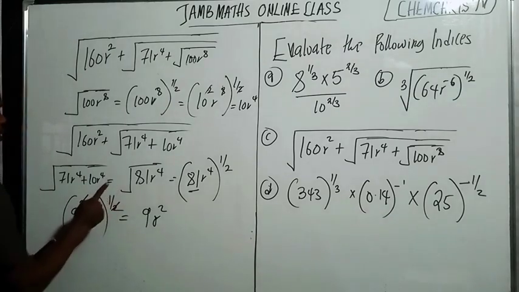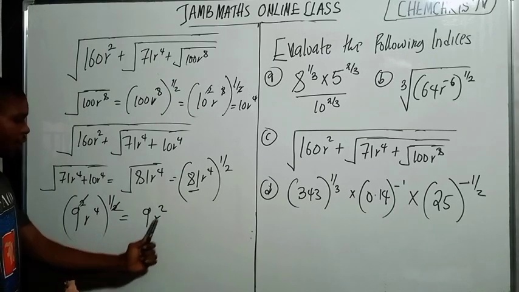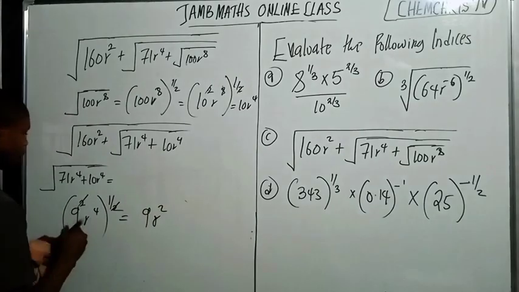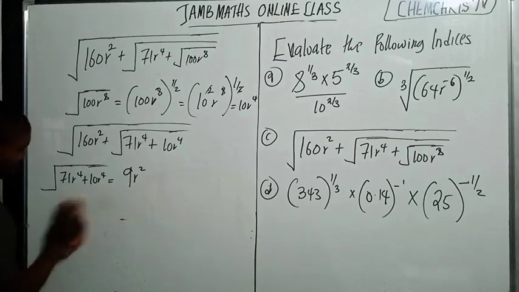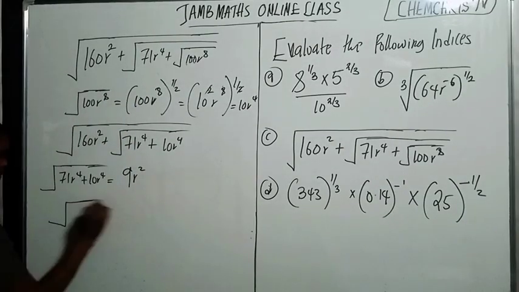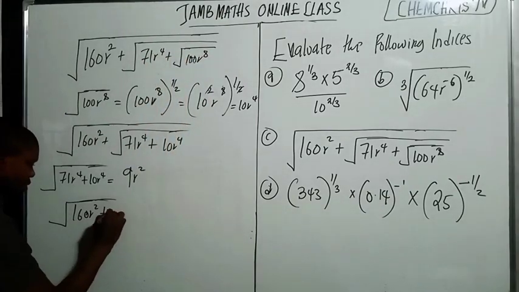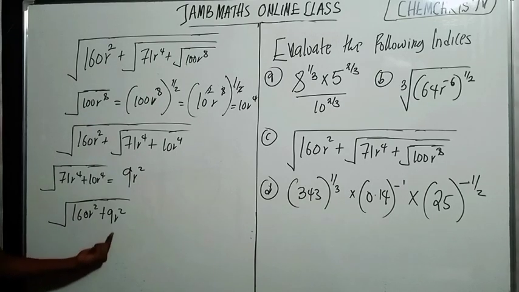So yeah, that is the whole of this one you're seeing here. What is it? It is 9 raised by what? 2. Right? So we say 9 raised by what? 2. The next thing I want to do now is that let's bring this one here. Here we have 160 raised by 2. Now plus the whole of this one here, plus 9 raised by 2, right? So now let's add them together. 160 squared plus 9 squared.